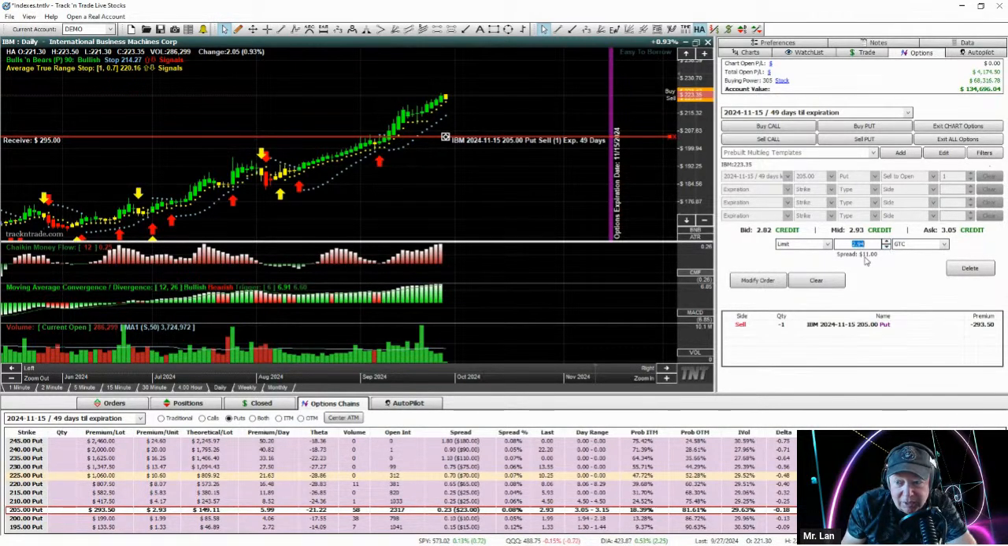Will they give me, and that's how you know whether to go to the ask or the bid if you get a little bit confused. You always have to give them more money. That's how you know if you're going in the right direction. If it costs you more money, you're going in the right direction.